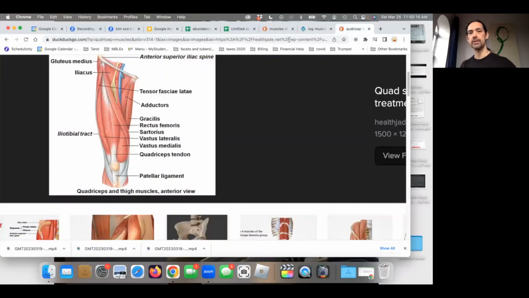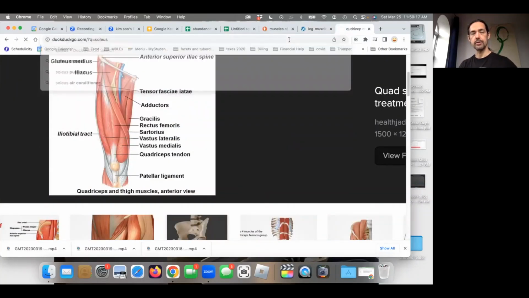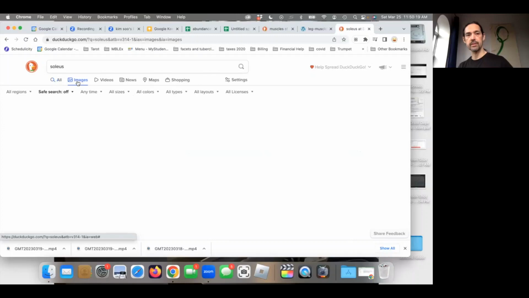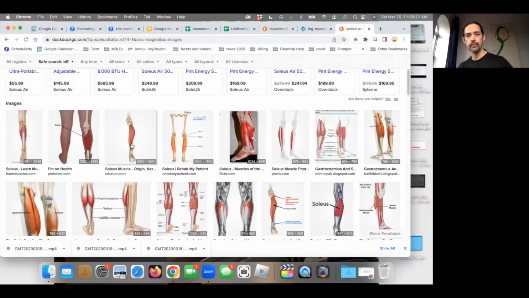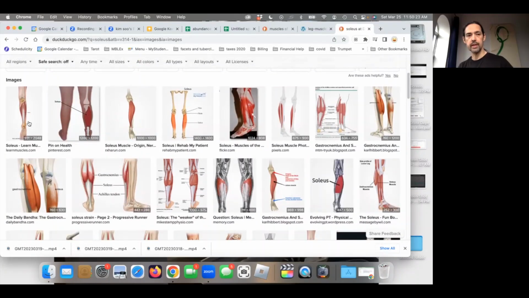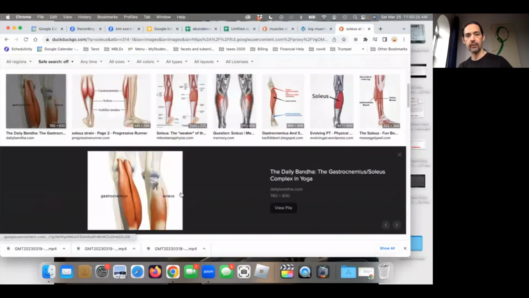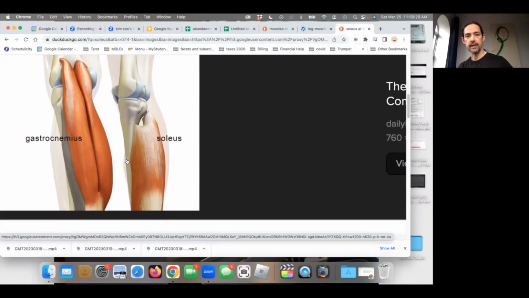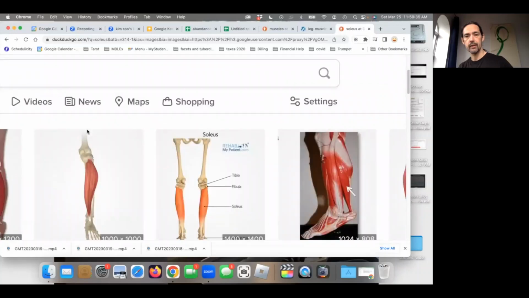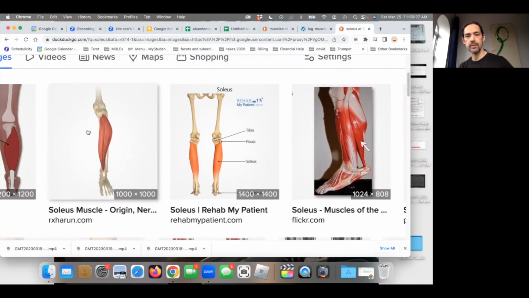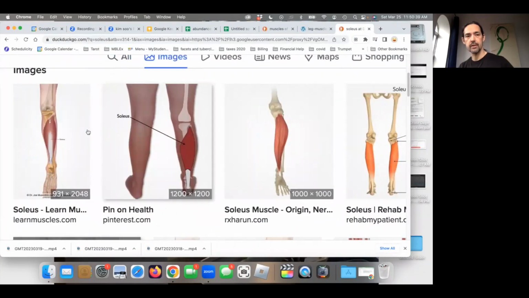If we look at just an image of the soleus muscle, you get an idea of how powerful it is, because it's really thick, it's really wide. The gastrocs lay over it.